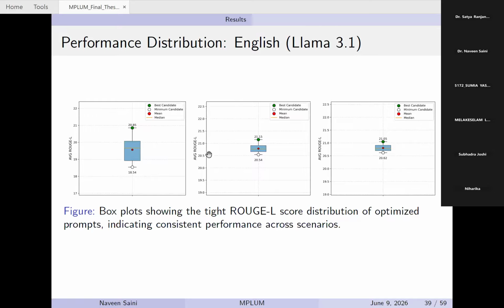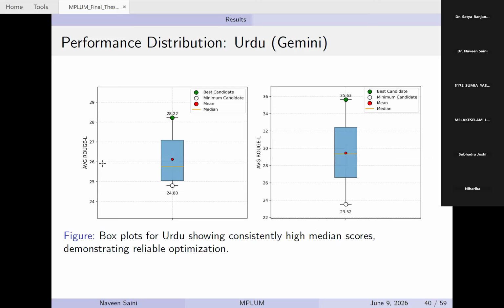And this is again the average ROUGE-L. So there are three different scenarios: worst to good, good to good, and multi good. In every case we have shown the box plot. Now this is the performance distribution on the Urdu language on the two different scenarios: worst to good and good to good.